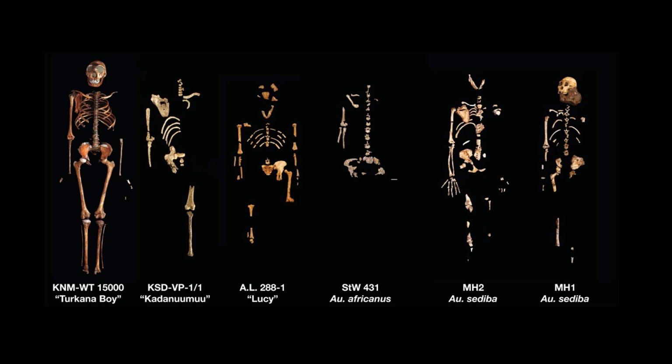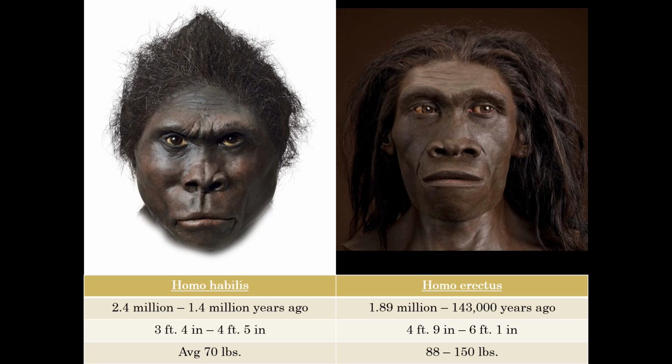So we're working our way through that. We can kind of see as we're working our way from the Australopithecines on the right there, towards the Homo erectuses with the Homo habilis in between there. So Homo habilis about 2.4 to 1.4 million years ago, 3 feet 4 inches tall to 4 feet 5 inches tall, so we're a little bit bigger, averaging about 70 pounds between males and females. Homo erectus, we can start to see looking a little bit more human, like 1.89 million to 143,000 years ago, 4'9" to 6 foot 1 inches, 88 to 150 pounds. We're starting to see modern human sizes.